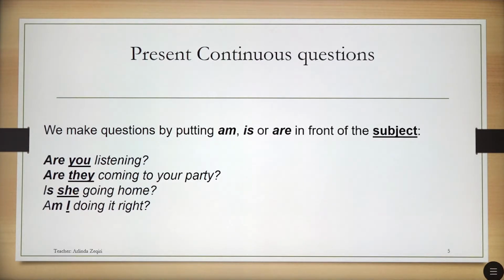When we want to make questions in present continuous, we put the verb to be, am, is, are, in front of the subject. For example, are you listening? Are they coming to your party? Is she going home? Am I doing it right?